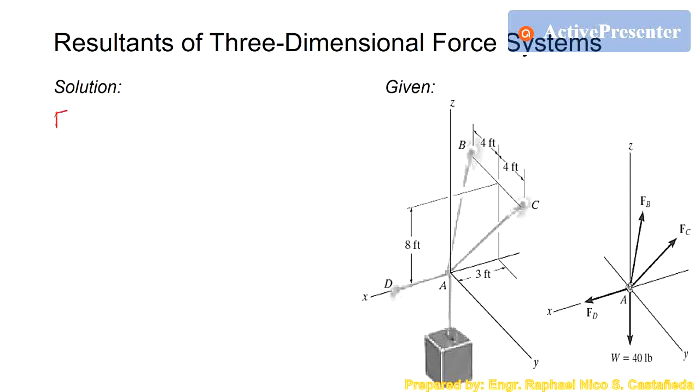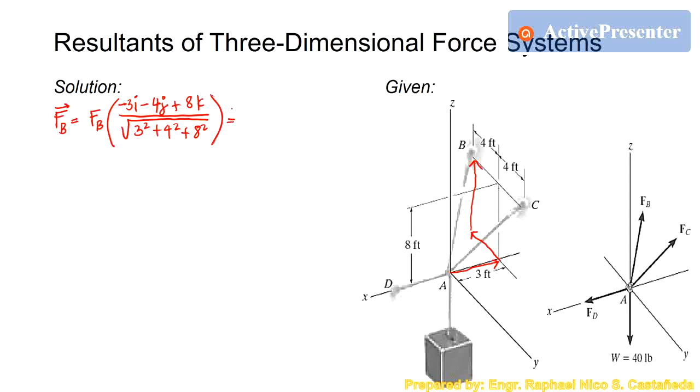Let's start with FB. For FB, we have FB times the unit vector. The unit vector of FB is this one: -3i, -4j, and positive 8k, divided by the square root of 3 squared plus 4 squared plus 8 squared. You just need to calculate that.